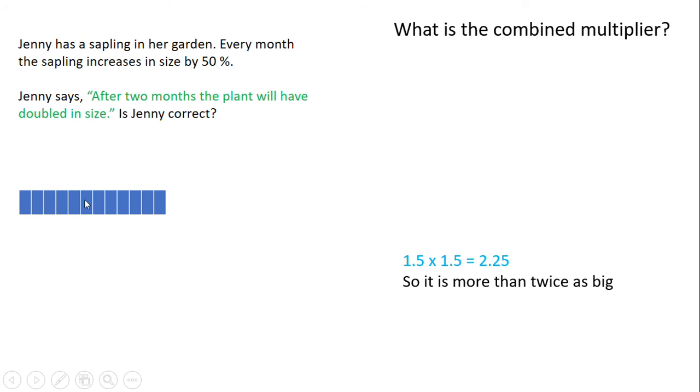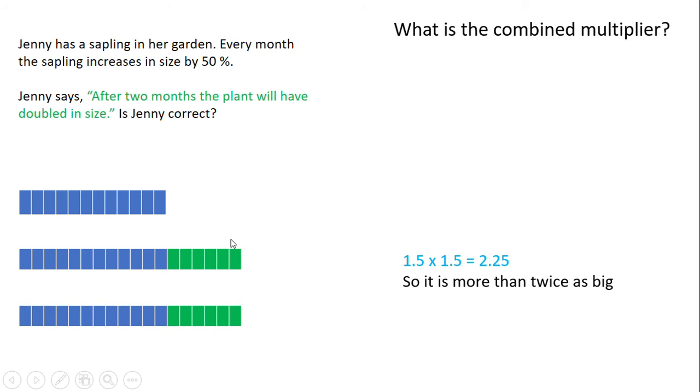So let's say this is Jenny's sapling. It's 12 centimeters at the moment, okay? After the first month, it increases by 50%. So it increases by 6 centimeters, which is 50% of what it was before, okay? But after this first month, it's now 18 centimeters. So if it's going to increase by 50% now, it's going to increase by 50% of its new amount. It's going to increase by 9 centimeters.